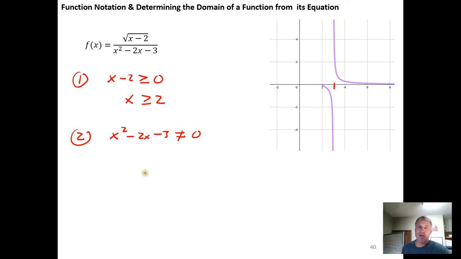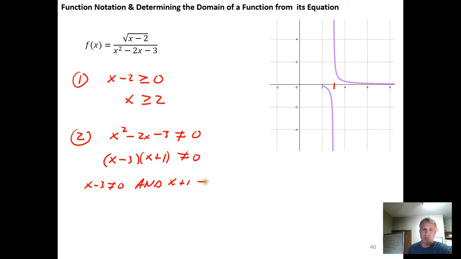And because it's a quadratic, I can solve this using the quadratic formula. I can solve it by completing the square. I can try to factor it and use the zero product property. And this one, it turns out, will factor nicely as x minus 3 times x plus 1. And we could always multiply this out to double check that work. So for this product to not be 0, we need x minus 3 to not be 0, and we need x plus 1 to not be 0.